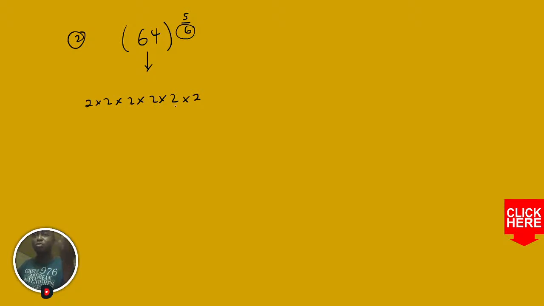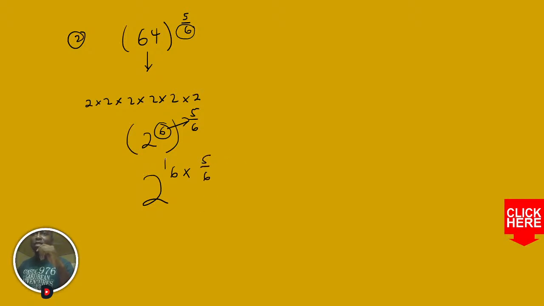32 times 2 gives us 64, so 2 raised to the power 6 will do the job for us. So we are going to replace this 64 with 2 raised to the power 6. Then we have 5 raised to the power 6. Now, because of the brackets, this 6 will be multiplying the power here, because it's also a power. So it becomes 2 raised to the power 6 times 5 raised to the power 6.